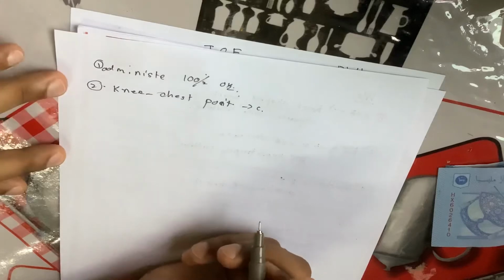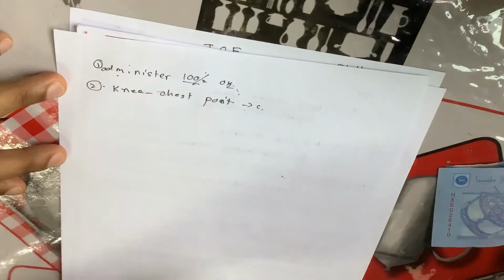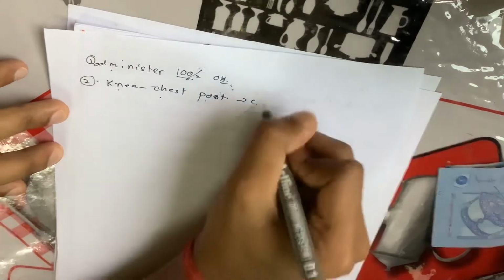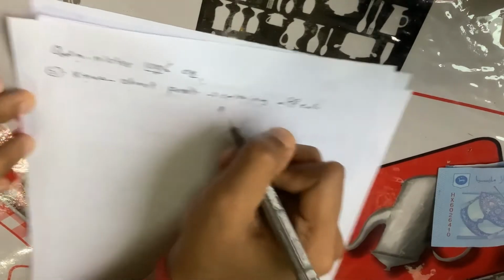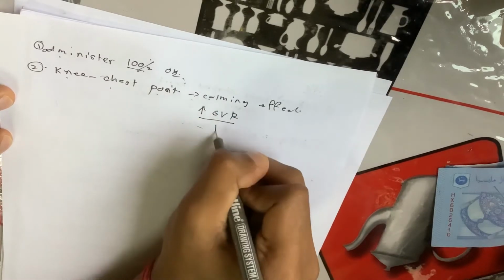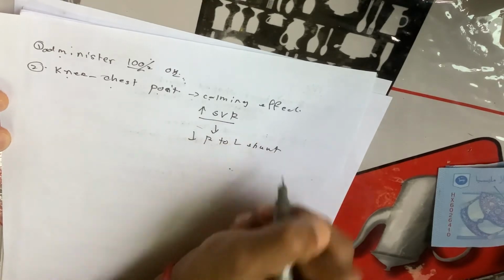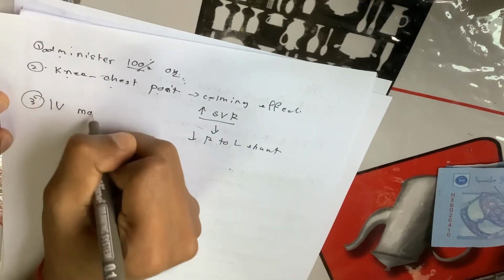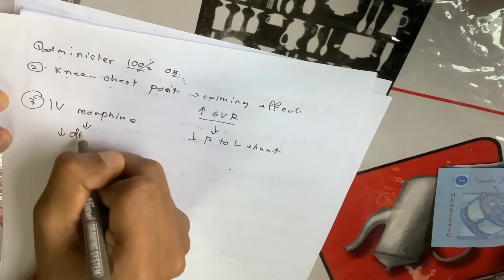In a hypercyanotic spell, since less oxygen is supplied to the body, we must administer 100% oxygen. Then put the patient in a knee-chest position. Why? Because it gives a calming effect and increases the systemic vascular resistance. Since the SVR increases, it reduces the right-to-left shunt. Then administer IV morphine, because morphine reduces the distress of the baby.